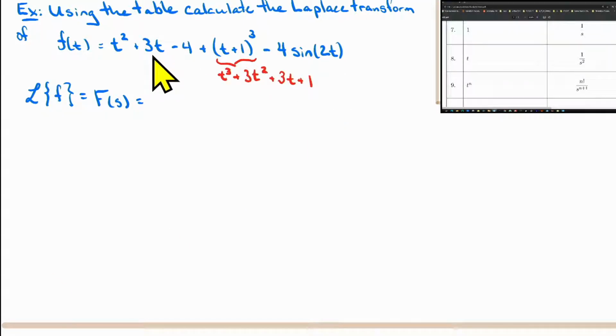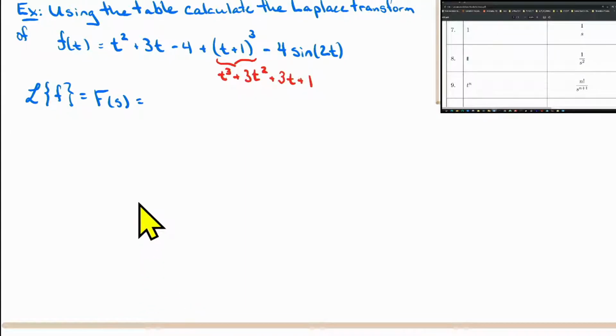Next, 3 times t. Well, what is the Laplace transform? The Laplace transform is an integral. Does this number 3 care if it's inside the integral or outside the integral? It doesn't care. So the 3 would factor out, and then you'd just be left with the Laplace transform of t. But then what is the Laplace transform of t? The Laplace transform of t is 1 over s squared. So this term, the Laplace transform of 3t, would just be 3 divided by s squared.